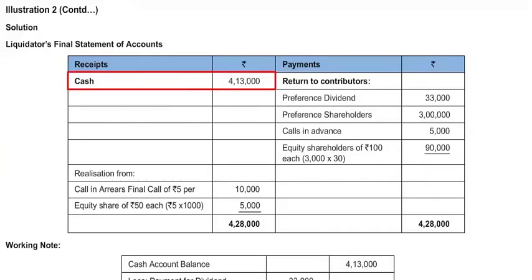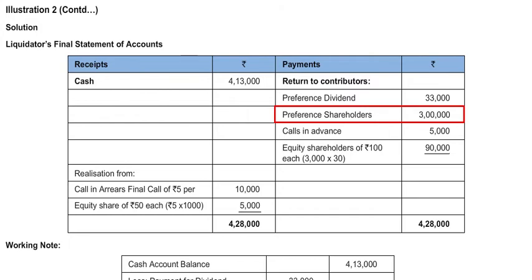Now if we see, we have cash of 4,13,000. There are certain realizations to be made, first, calls in arrear, which is rupees 10,000. Then there is the return to the contributories. Now there are certain payments which have to be made, the first is the preference dividend. There are 3,000 preference shares of rupees 100 each, so basically 3 lakh worth of preference shares, on which 11% dividend is payable. So 3 lakh multiplied by 11% gives 33,000. So the preference dividend payable is 33,000.